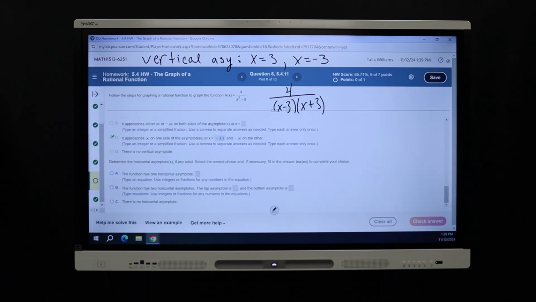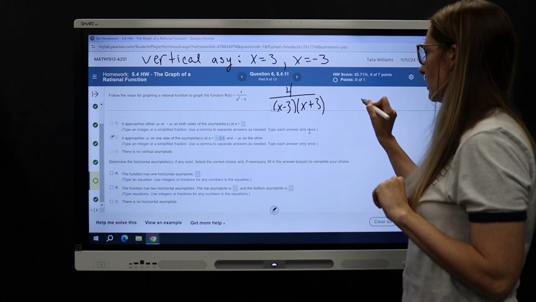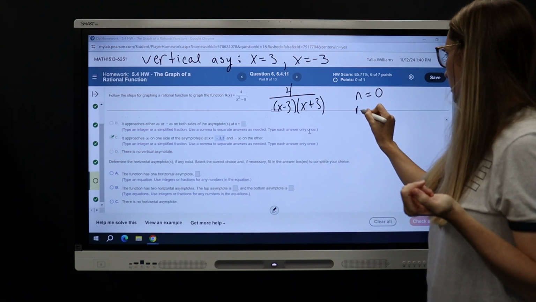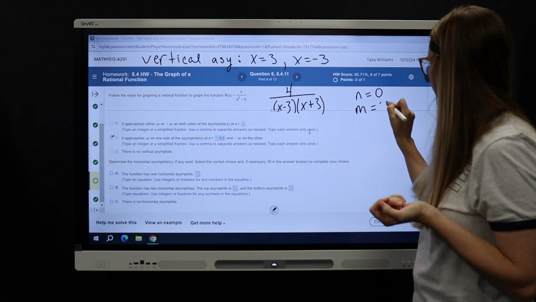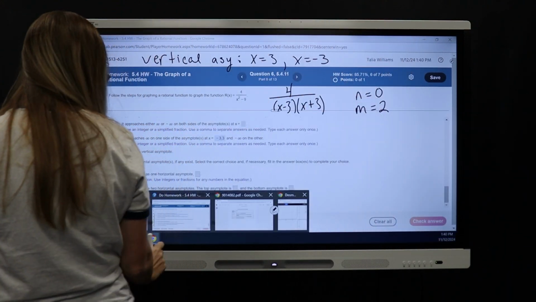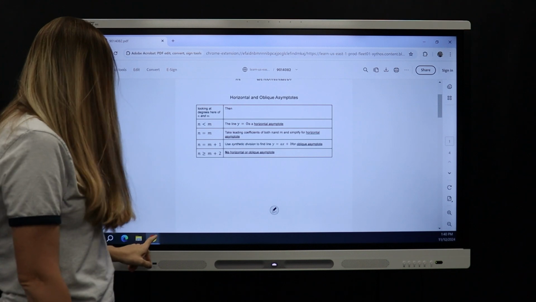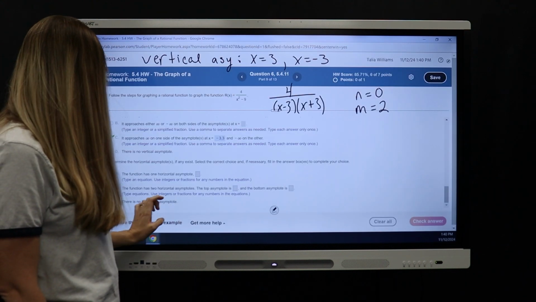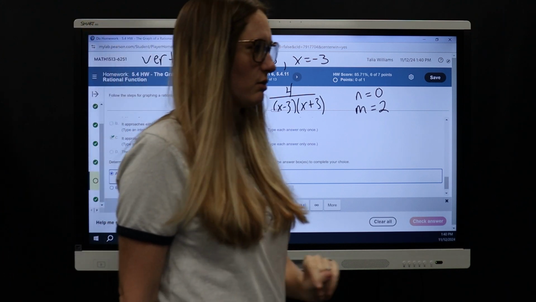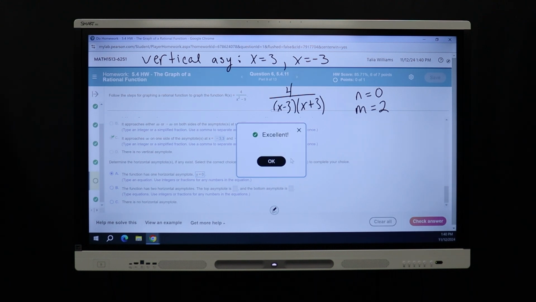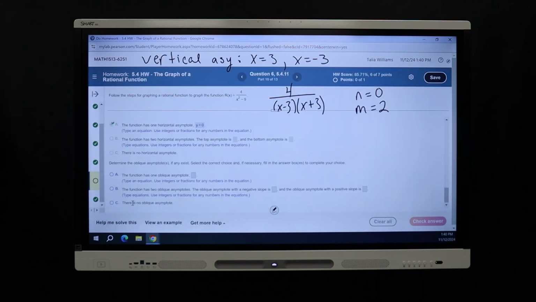Figuring out horizontal and oblique asymptotes. So the degree of our numerator right here, there's not an x, so the degree of the numerator is 0. The degree of our denominator is 2. So we have 0 and 2. Let's look at our chart. 0 is less than 2, so the line y equals 0 is a horizontal asymptote. So we have a horizontal at y equals 0. We have no oblique.